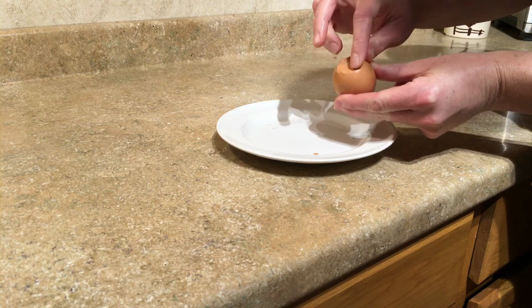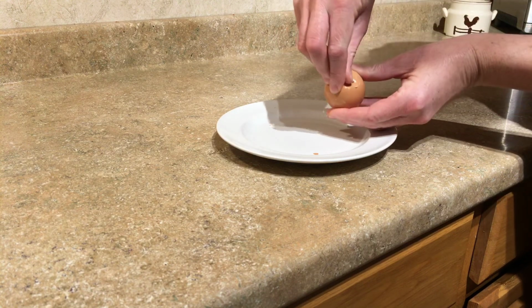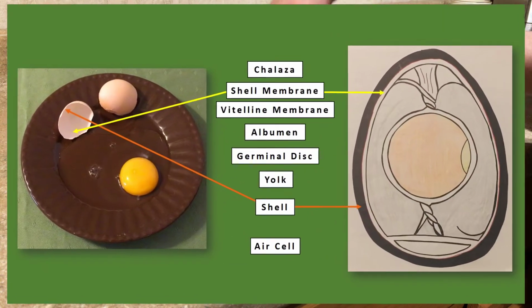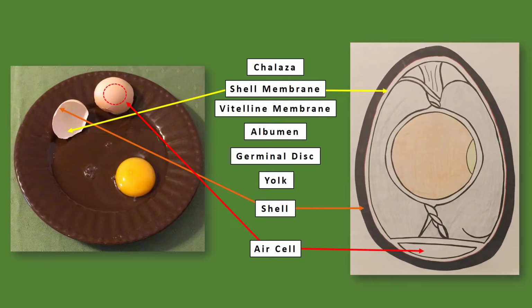Speaking of hard-boiled eggs, have you ever noticed that the blunt end of a hard-boiled egg has a secret air pocket? That is the air cell. The air cell is an air pocket that forms between the inner and outer shell membranes to replace moisture the egg loses as it cools.